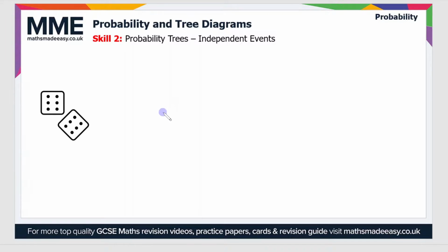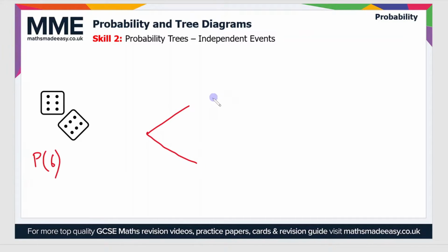So first off, let's start with two independent events. The two events in question are rolling two dice, and let's say we're interested, as before, in the probability of rolling a 6. So the structure of the tree diagram will be as follows. We start from a single point, and there are two outcomes for each event.